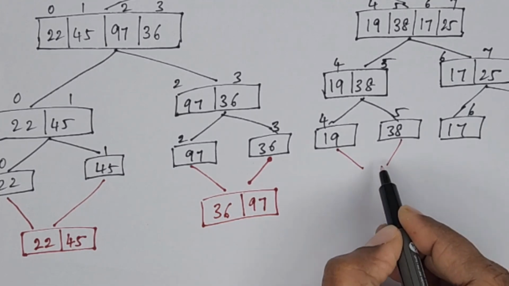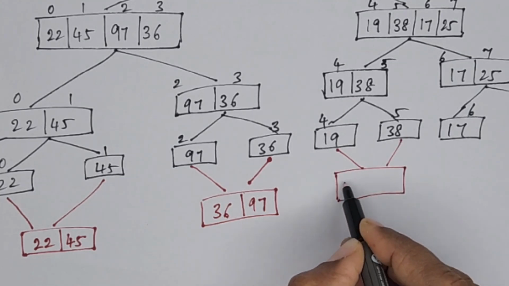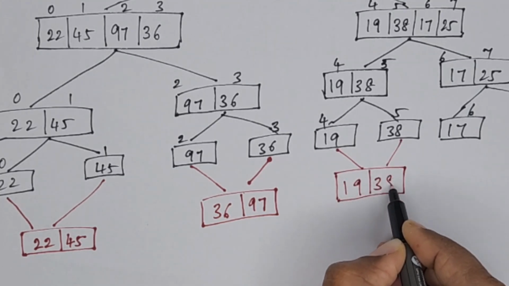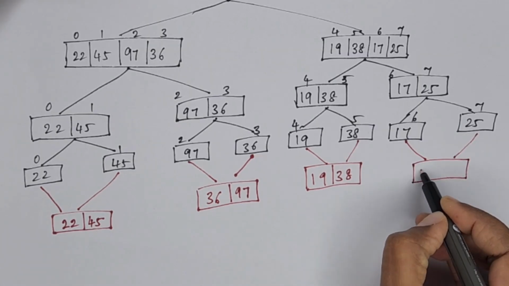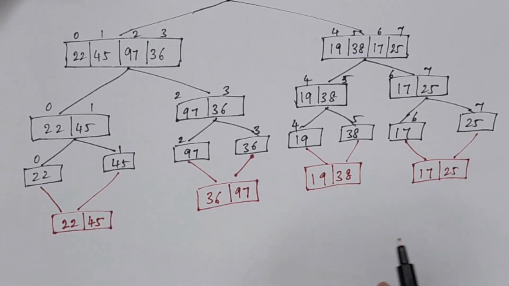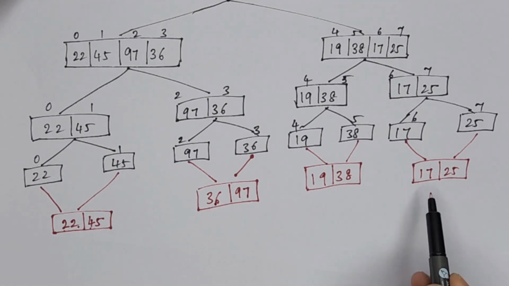See, these two also after sorting, anyway 19 is less than 38, so 19, 38. Again, these two elements 17 and 25. Now these two arrays are sorted arrays. All these four are now sorted arrays. Now we have to sort these two arrays, then these two arrays.